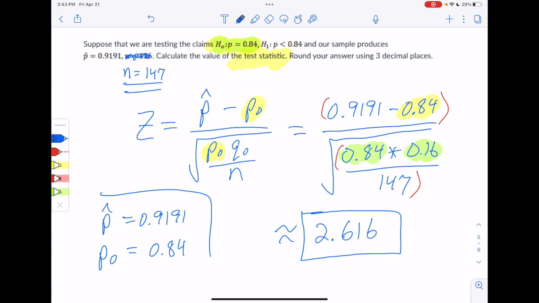A few places where this might go wrong. Sometimes in the denominator, instead of putting this 0.84 right here, sometimes people will put the P hat there instead, and that's a mistake. Sometimes when people are doing the Q0 right here, they do 1 minus P hat instead of 1 minus the P0. And order in the numerator, don't mix up your P hat and your P0. If you switch those, it'll change the sign. And then remembering parentheses on your calculator.